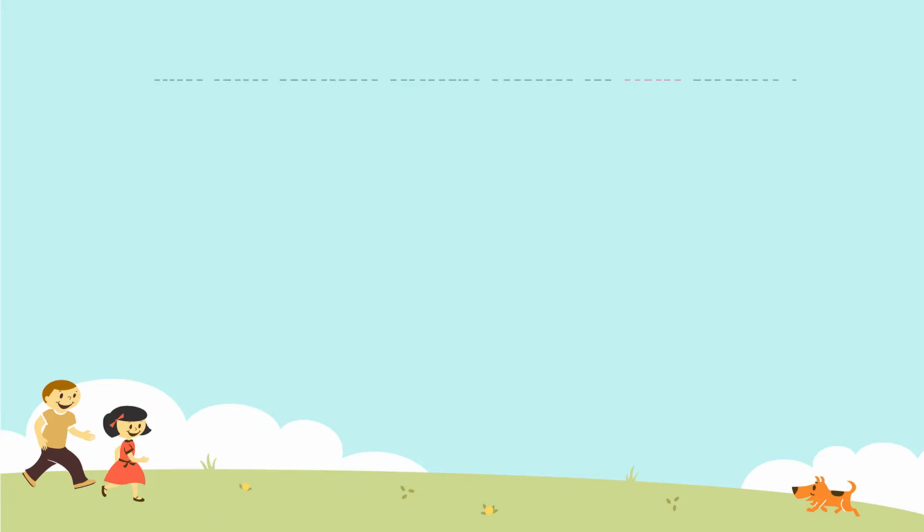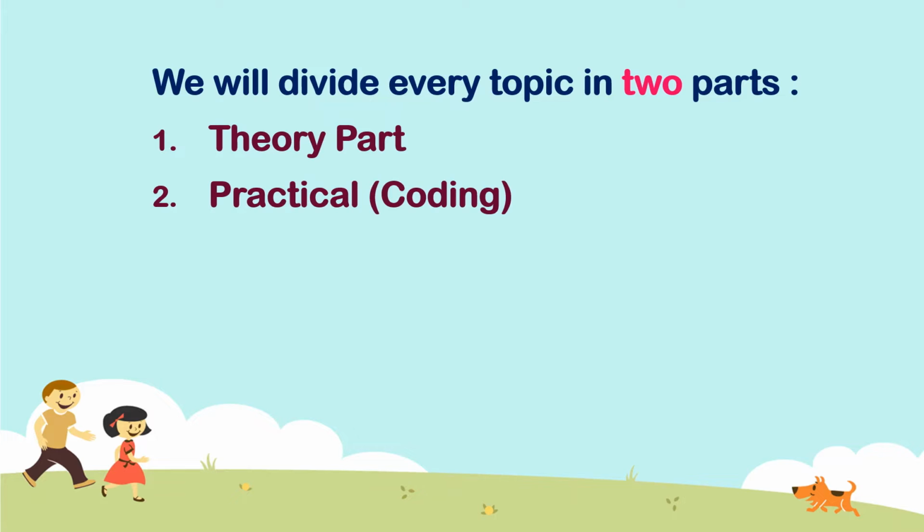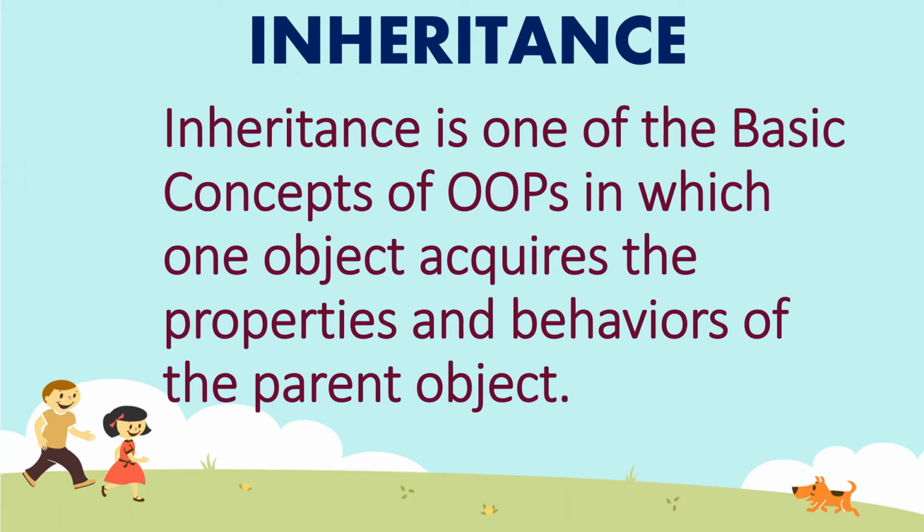For that we will divide every topic into 2 parts, okay? Just like we will study inheritance, the inheritance topic will be divided into 2 parts. Which 2 parts? First we will understand the theory part of it, and secondly we will do the practical coding of it. Once we understand what inheritance is, we will apply that in our coding part, okay? So today we will understand the theory part of inheritance, and in the next video we will do the practical part of inheritance. Okay guys, so let us start with what is inheritance.